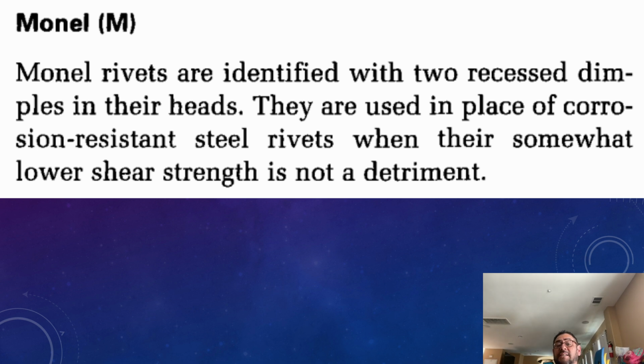Now, Monel, designated as M as in Mike, Monel rivets are identified with two recessed dimples in their heads. They are used in place of corrosion-resistant steel rivets when their somewhat lower shear strength is not a concern.